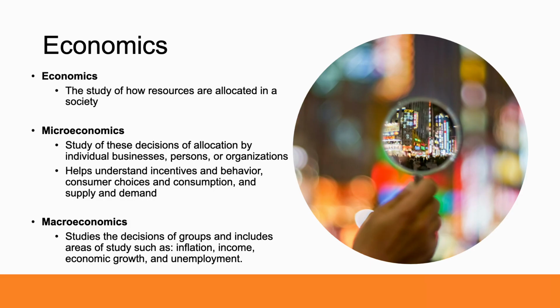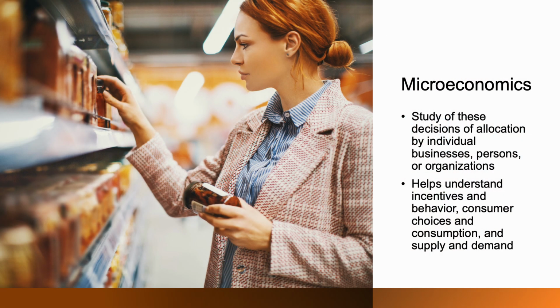Economists attempt to understand the broader picture of why and how capital gets allocated to governments, businesses, and consumers. We typically separate economics into two major areas, microeconomics and macroeconomics. Microeconomics is devoted to the study of decisions by individual businesses or organizations. It helps us understand incentives and behavior, consumer choices and consumption, and concepts like supply and demand. Our understanding of microeconomics can help us in financial planning and forecasting by understanding how individuals are likely to respond to changes in a product or service's functionality, price, supply, quality, marketing, or other changes.